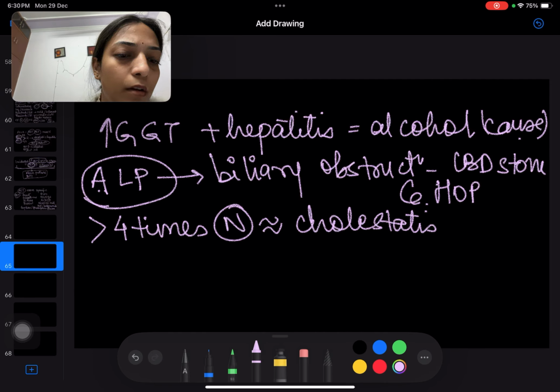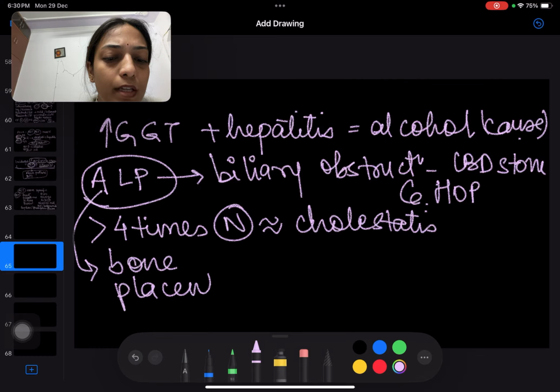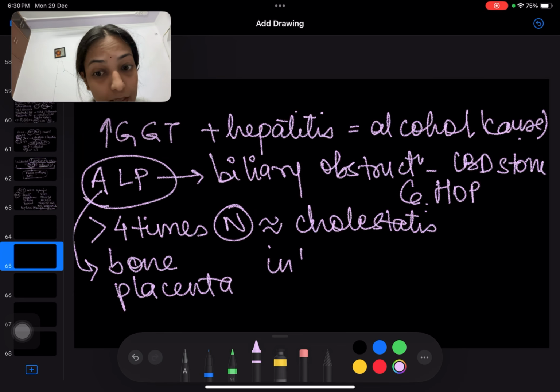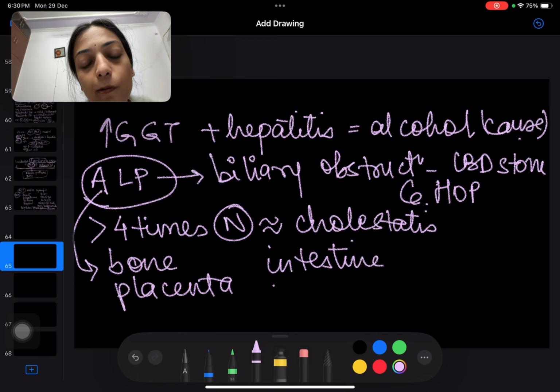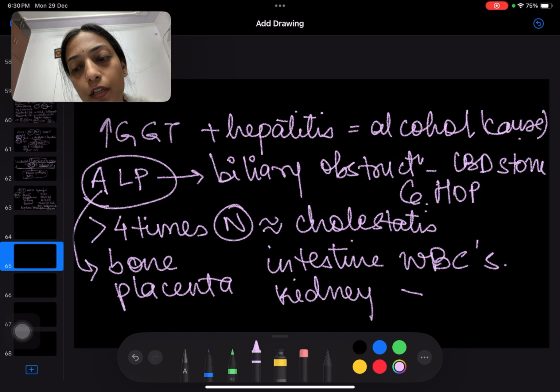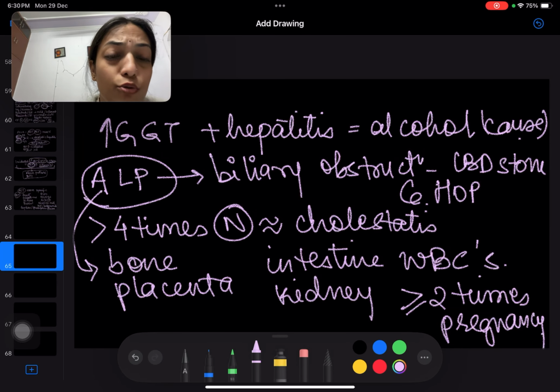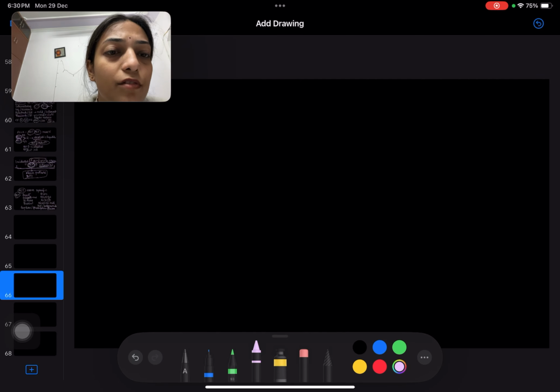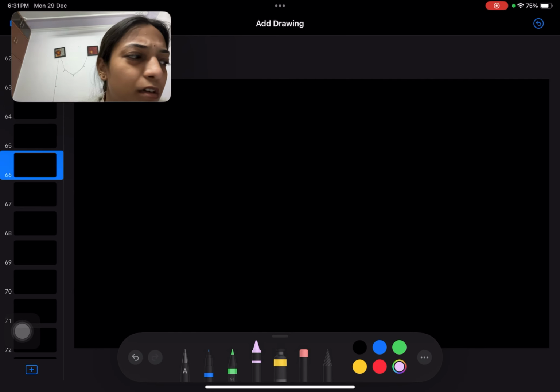ALP is a non-specific marker. Why? Because it is also derived from bone, from placenta, from intestines, from kidneys, just like the AST. This is also a very non-specific marker. WBCs also secrete ALP. Also, a level up to double, like more than or equal to 2 times, is normal in pregnancy. So in pregnancy, physiologically, ALP levels will be high. So in so many situations, ALP levels are increasing. It is a very low sensitivity marker, but okay.